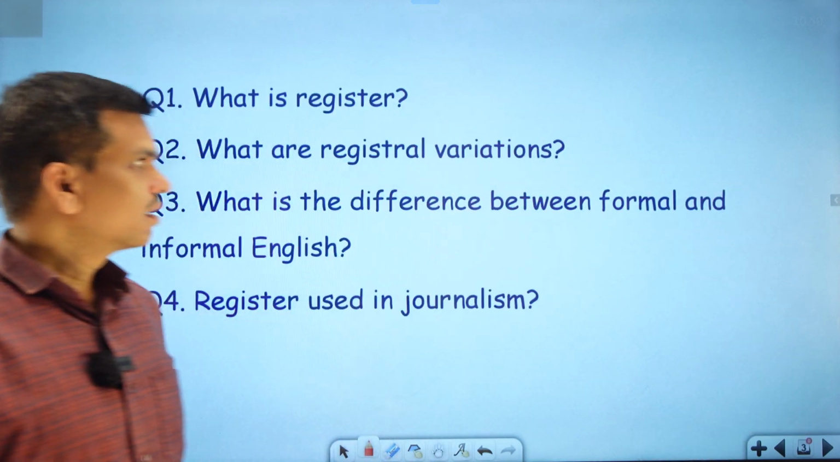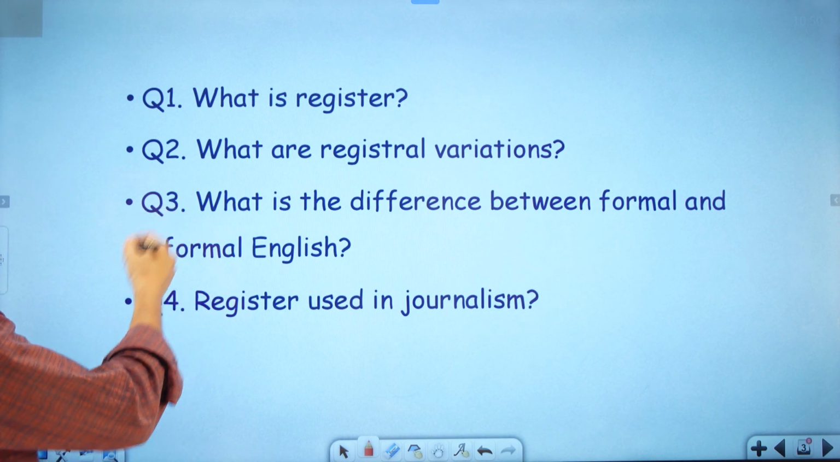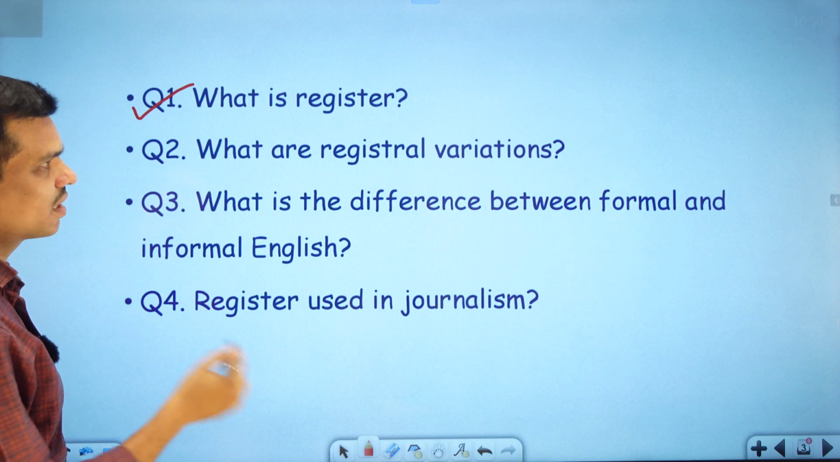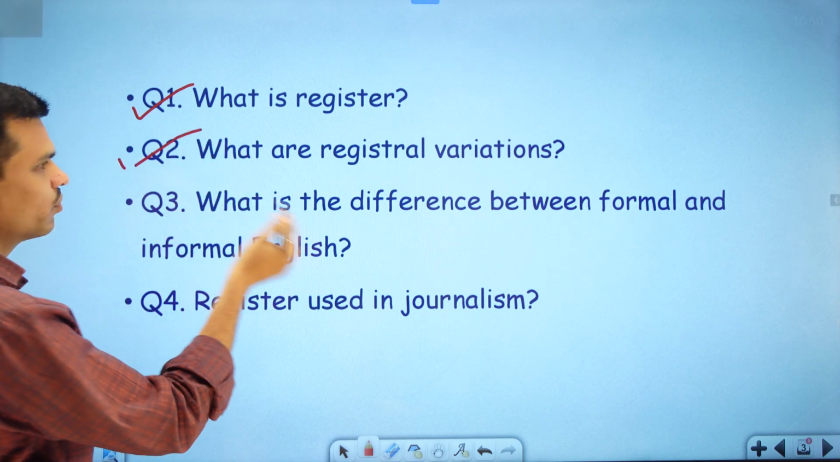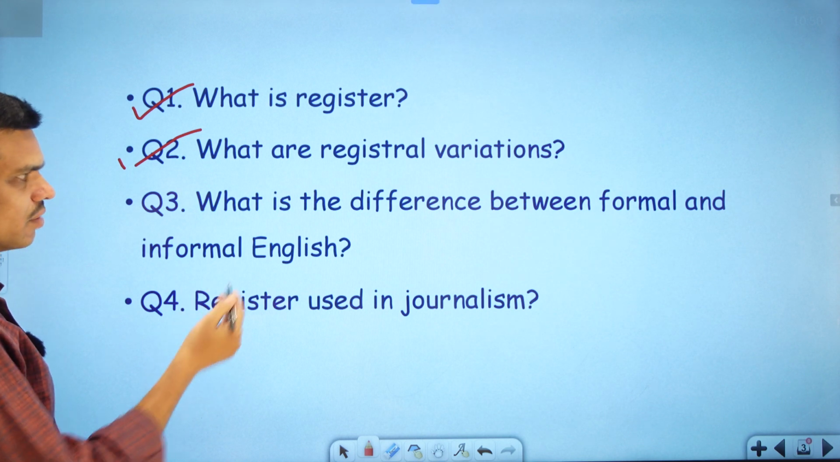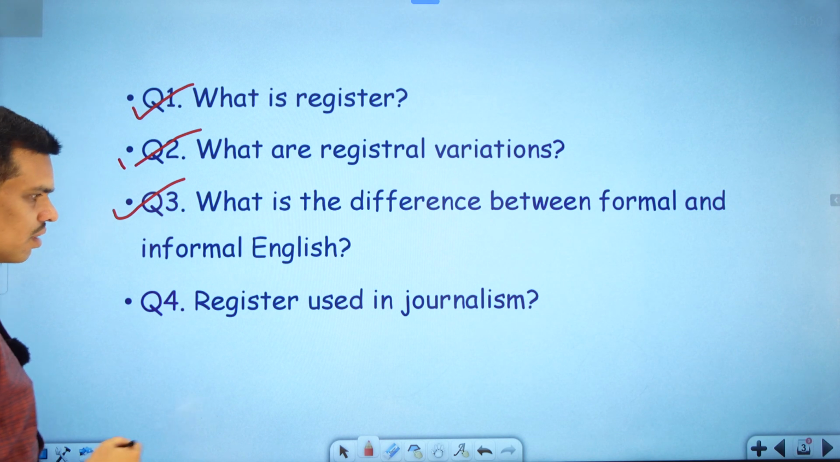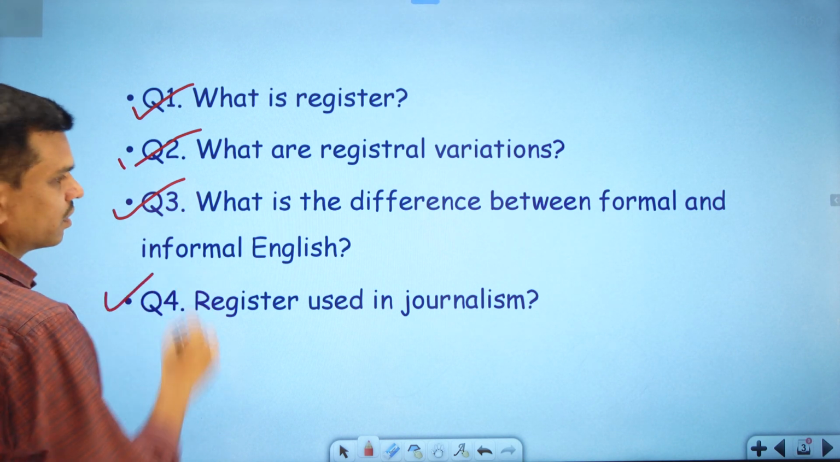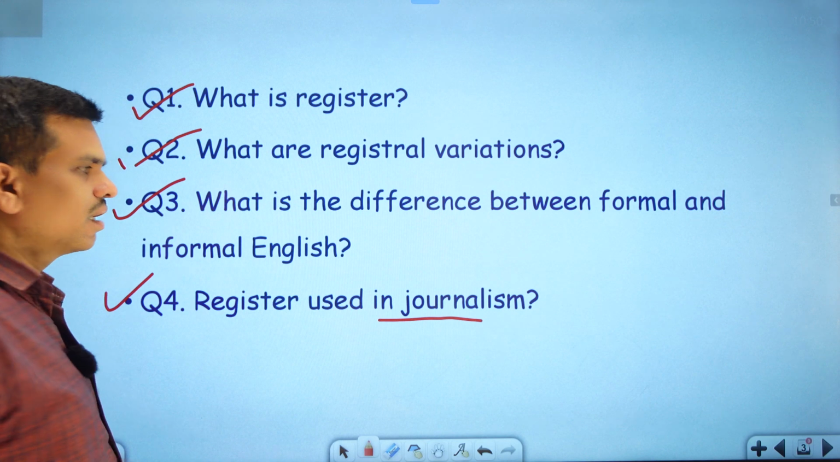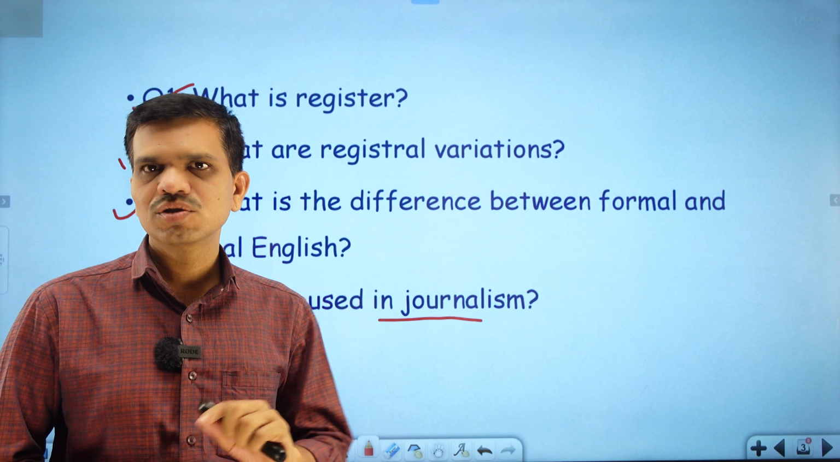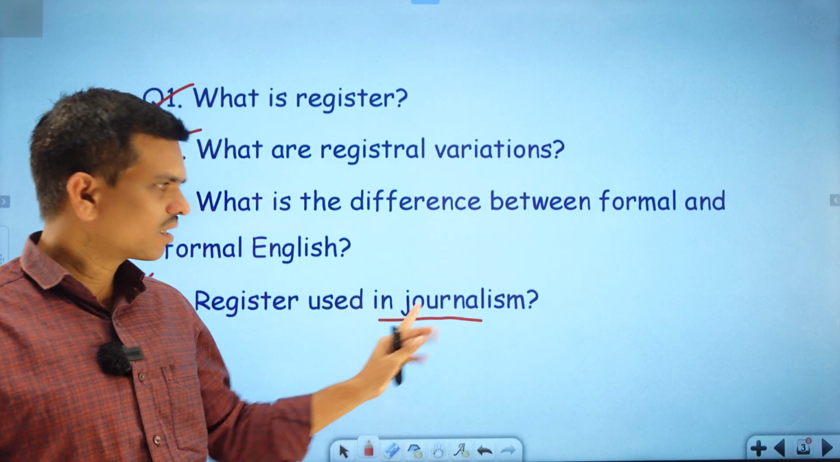Before that we will understand what kind of questions may be asked on this topic. So here are a few questions that you can understand. The very first question which we are going to cover in this presentation is what is a register, which is very important. The second question is what are registral variations. Then we'll talk about what is the difference between formal and informal English. Then we'll also look at register used in journalism. This example we have taken, but we are going to talk about different types of fields in which this register is used. But for our understanding we have taken journalism.